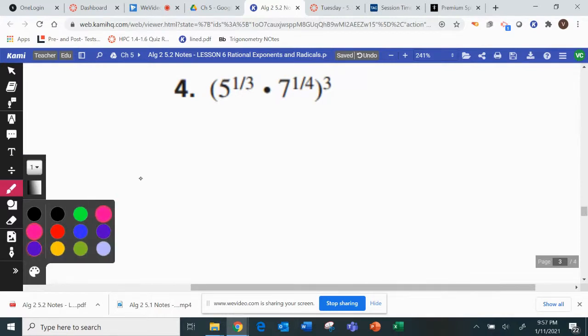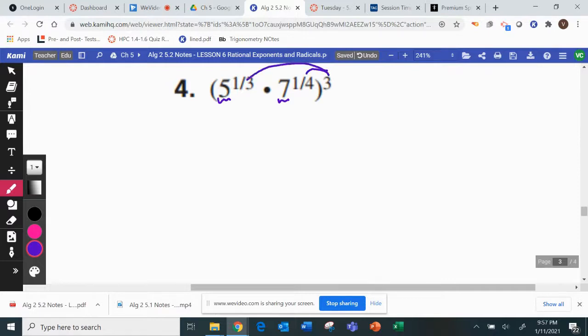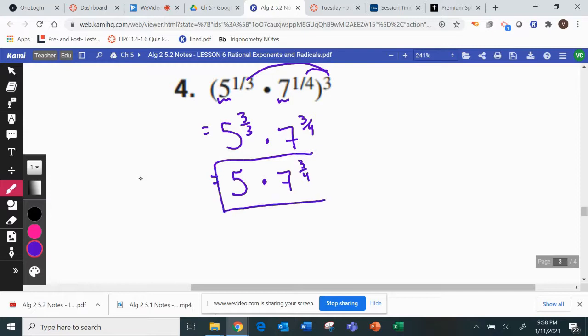Okay, we do not have like bases, so I'm going to take this 3 and distribute it first. Get 5 to the 3/3, multiplied by 7 to the 3/4. So get 5 to the first, multiplied by 7 to the 3/4. This could be one way of writing it as simplest as possible.